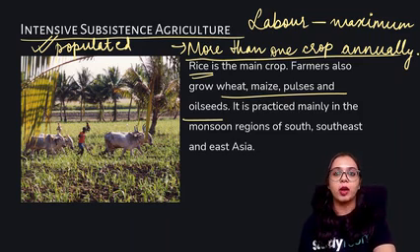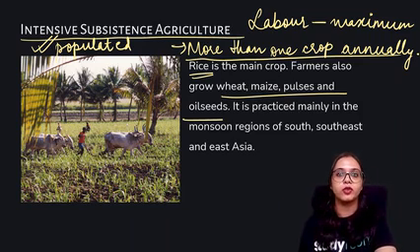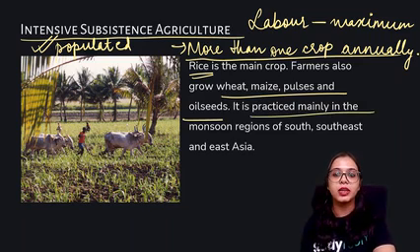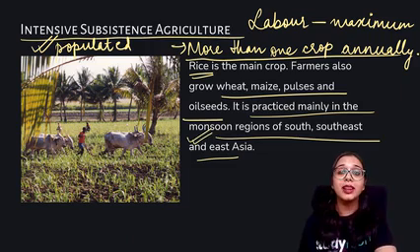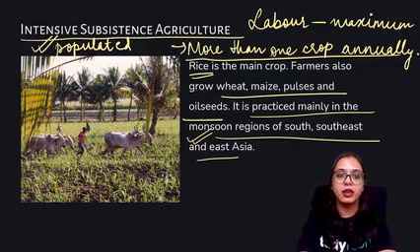Whatever resources the farmer has, all of those resources are involved, and it is practiced mainly in the monsoon regions of Southeast and East Asia. Why monsoon regions? So that the availability of water is there for that respective farmer. So all of these come under intensive subsistence agriculture.